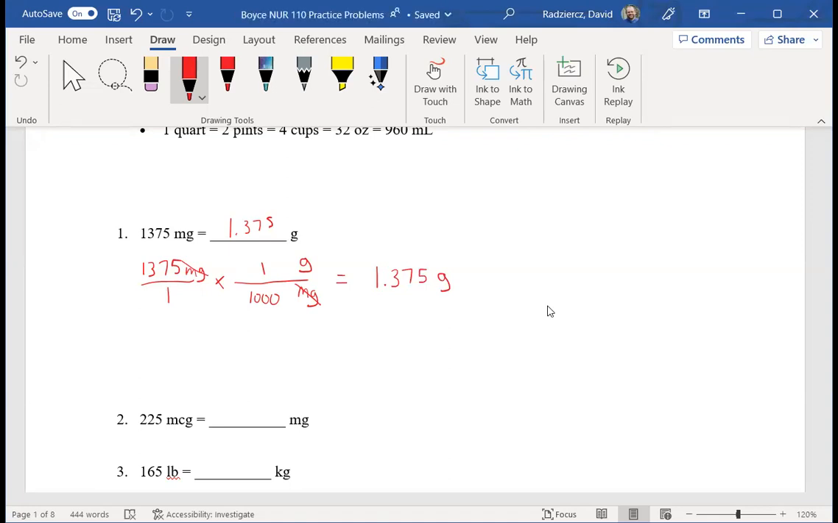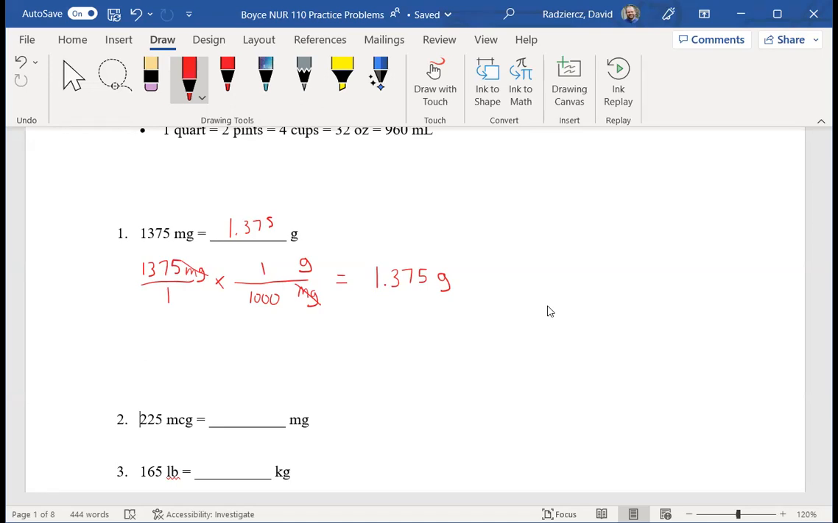Okay, so I have a question. Where are you getting the decimal from? What do you mean? The decimal, the 1.375, where is that coming from? Is that coming from when you're dividing 1,375 from 1,000? Correct. Yeah. So when you type into your calculator 1,375 divided by 1,000, you'll get 1.375. Okay.